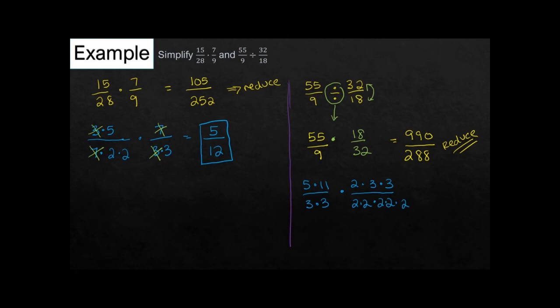So once you've gotten that all broken down, then I can just start canceling things out. I can cancel out a 3. I can do another 3. And I can do a 2. And then once you've canceled that out, then we can multiply across. So I have 5 times 11, which is 55. And then 2 times 2 times 2 times 2 is 16. So you could just put that all on your calculator. And then that is the final answer there.